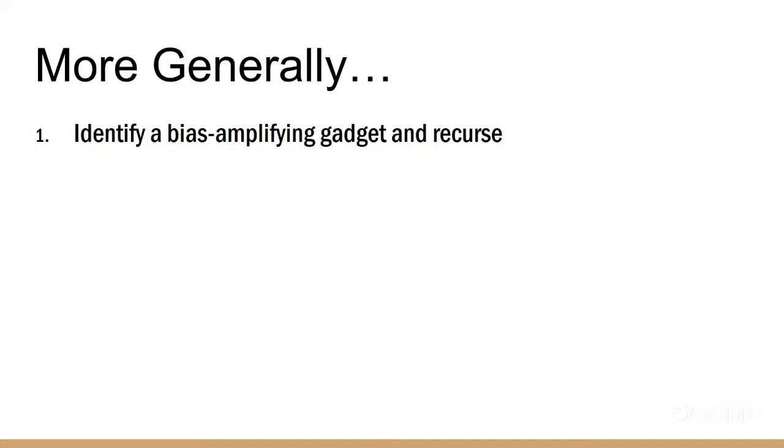And then in the recursive tribes, the proof is showing that you keep on amplifying it to get log n to the W bias amplification. So this is what we want to do. We want to identify a bias amplifying gadget and recurse.